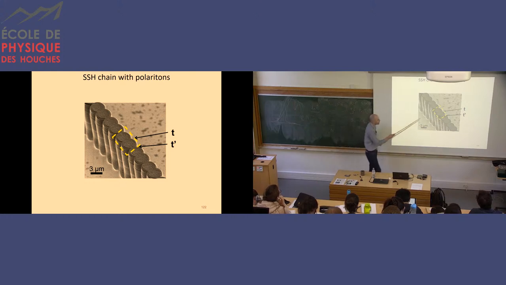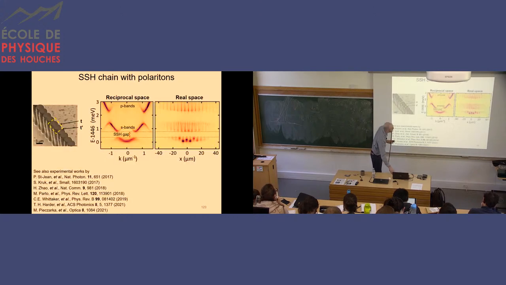We can change the hopping. So there is, like here, a strong overlap, less strong overlap. So strong hopping, less strong hopping. And so this lattice has a very particular dispersion because of this modulation here. You have, if you want, two sites per unit cell.